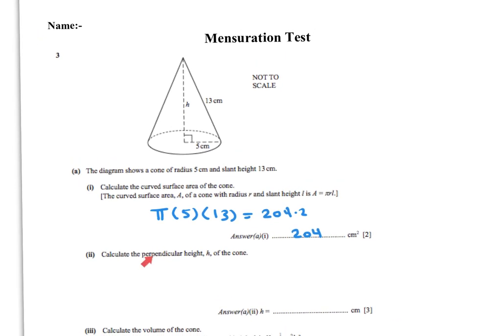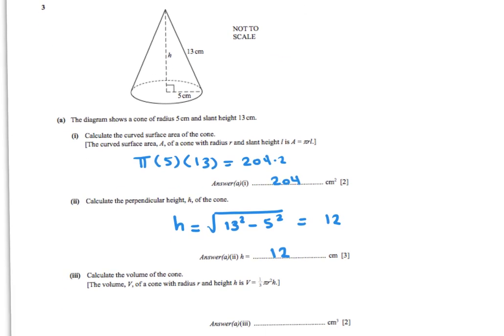Next, I need the perpendicular height. From Pythagoras theorem, we can find the height. We have the hypotenuse, we have this side, we can find the height. So the height equals square root of 13 squared minus 5 squared, which is 12. So the perpendicular height is 12 centimeters.